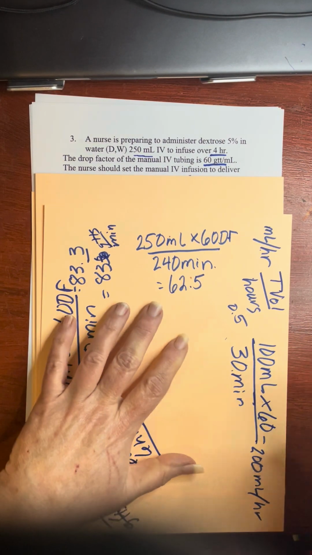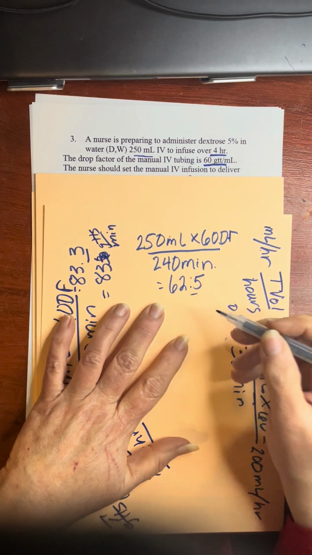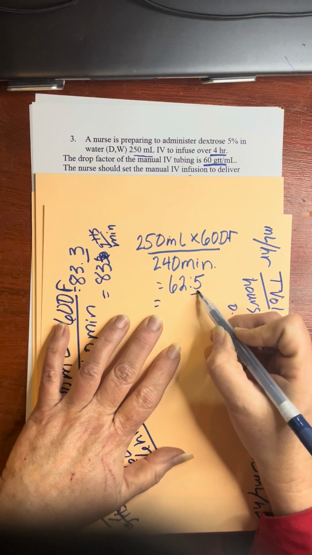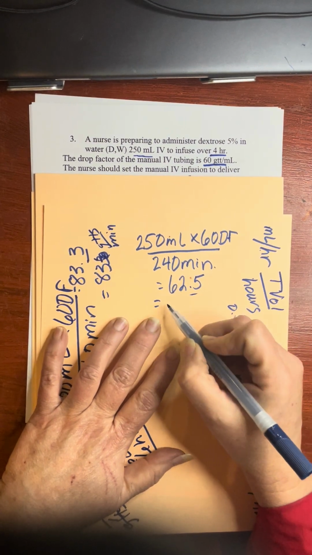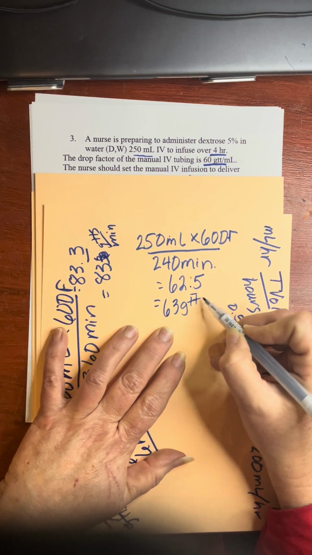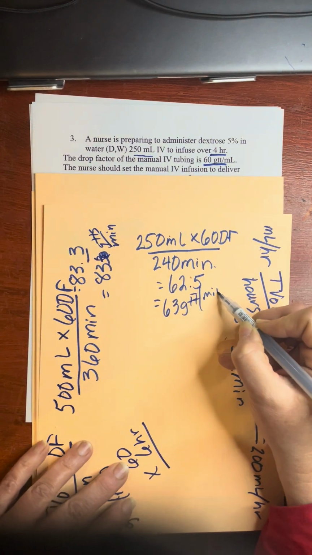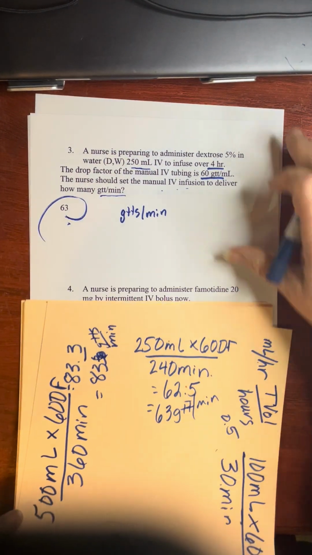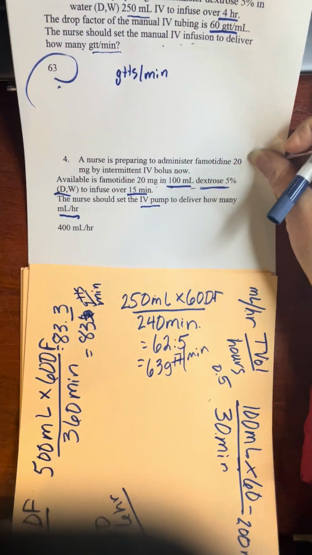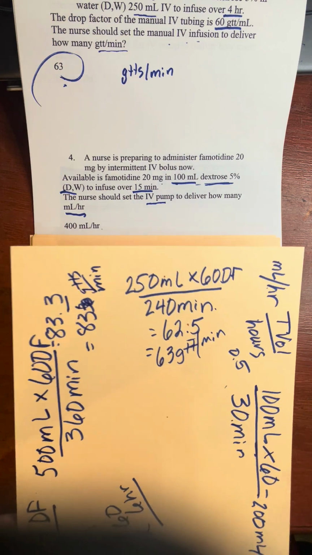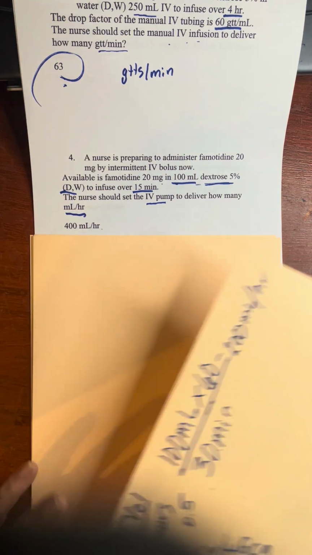62.5. And we can't give 0.5 of a drop. And so we have to round it to a whole number. And because it's 5 or higher, it's going to make the one in front of it go up 1. And so it'll be 63 drops per minute. Look, boom. Saved another one. Here we did. Because that's what we do. Oh, well, look. It don't matter that you see the answer.